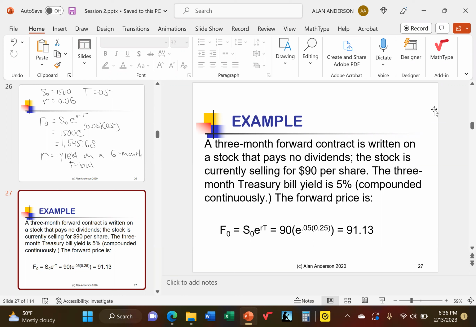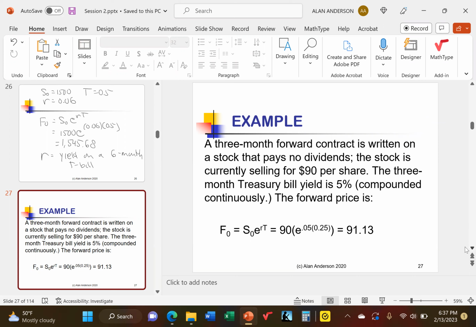Now, in practice, it's not quite as neat as that, but we're going to keep it as simple as we can. Let's just treat 90 days as being exactly a quarter of a year. And so the 5% is 0.05 in the exponent. The 0.25 represents 3 months. So this means that to take delivery of the stock in 3 months, I will have to pay 91.13. And so you can see we just plugged it in. And remember too, this is nothing but the future value of the spot price. Or think of it as, again, the cost of financing this position in the spot market.